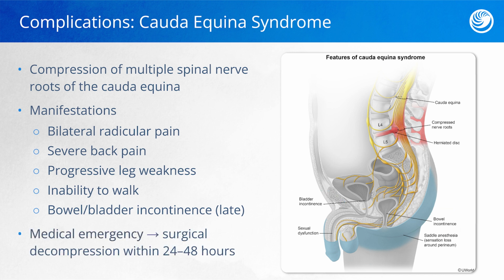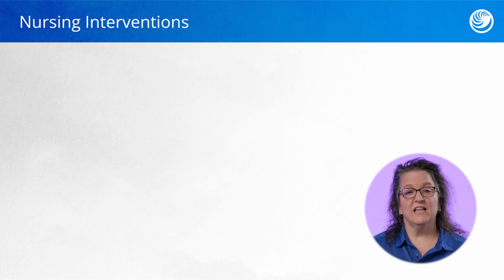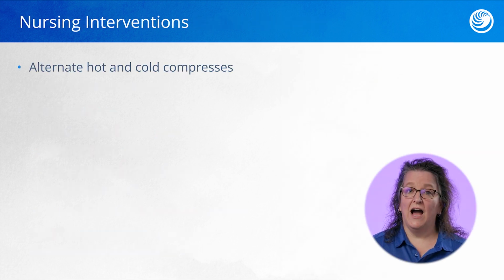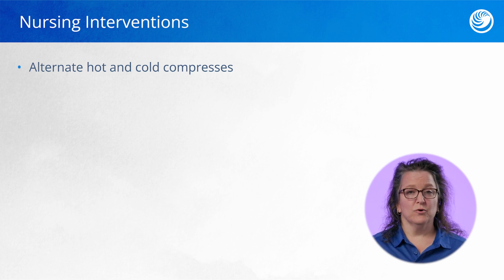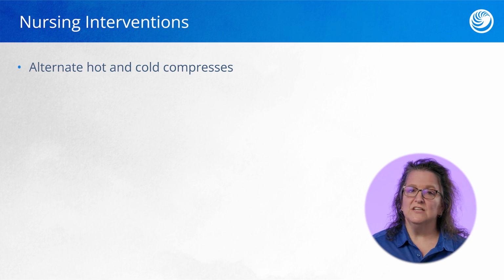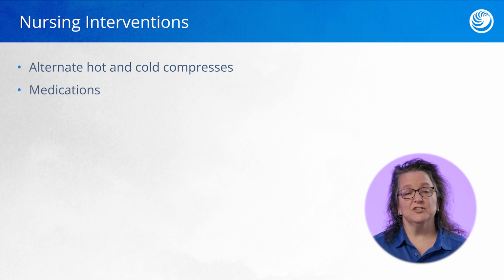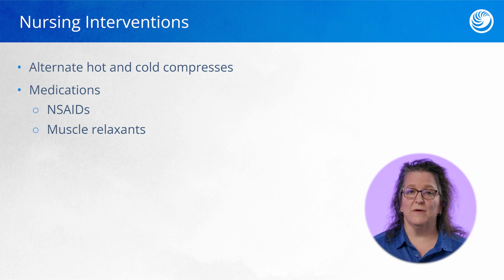They must have surgical decompression of this area within 24 to 48 hours so that long-term nerve damage can be avoided. Nursing interventions for these clients include alternating hot and cold compresses. You can use the hot for those muscle spasms and cold compresses to decrease inflammation. We can administer medications like NSAIDs for pain and muscle relaxants for muscle spasms.